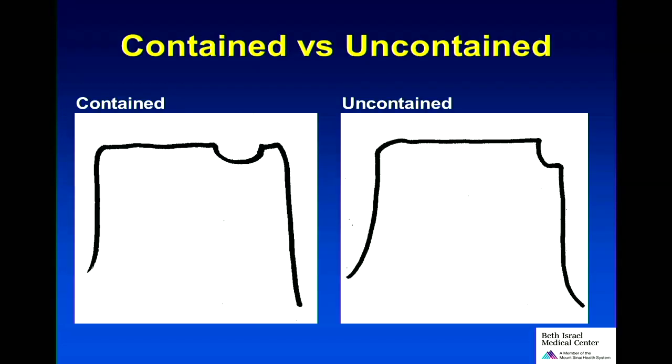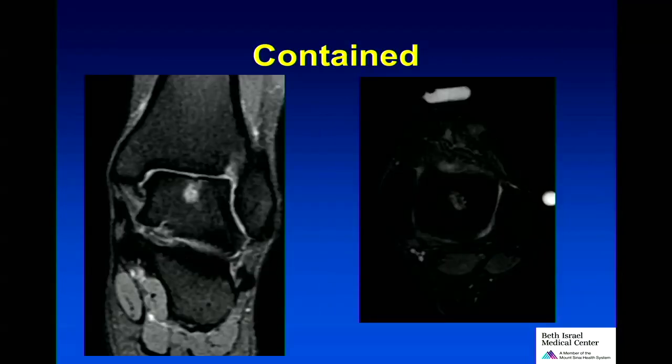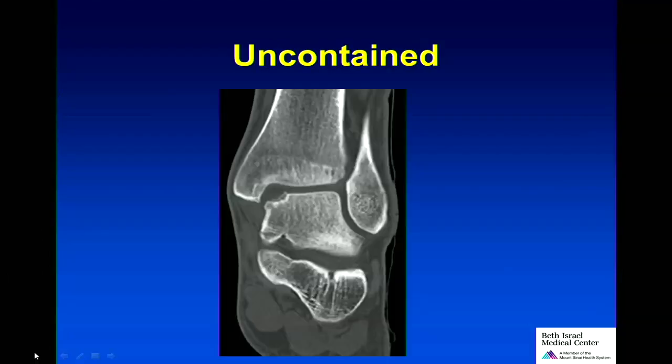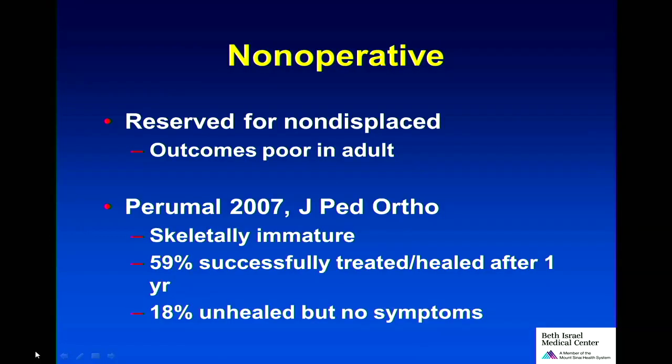And the concept of contained versus uncontained. The contained have a good subchondral rim after the debriding, whereas the uncontained are ones along the shoulder, typically the medial shoulder, that don't have that stable, firm, bony ridge. So this would be an example of just a medial or a central contained lesion. Here's the 14-year-old with the uncontained lesion again.